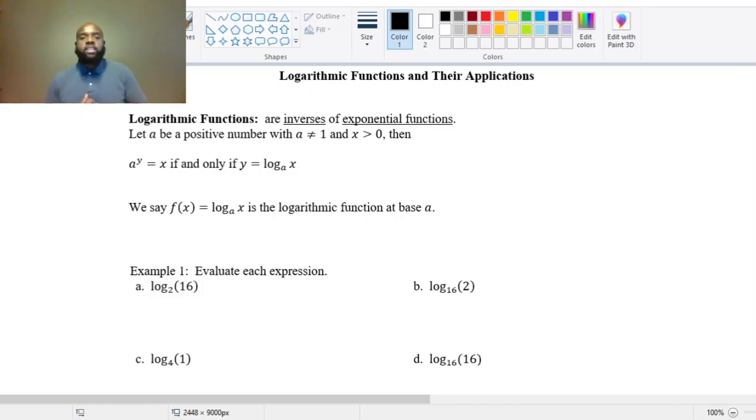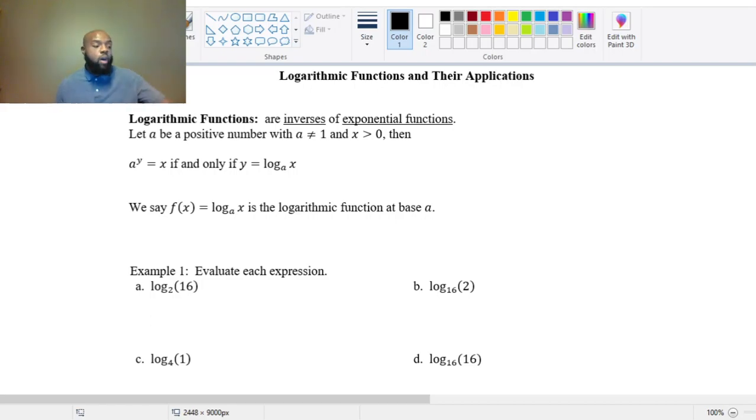In this video, we're going to talk about logarithmic functions and their applications. A logarithmic function is the last basic function that we are reviewing in this course. These are inverses of your exponential functions.